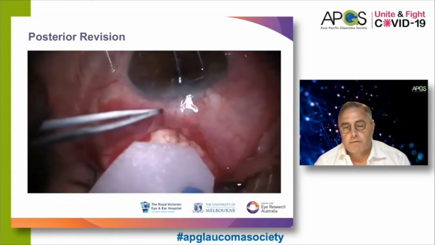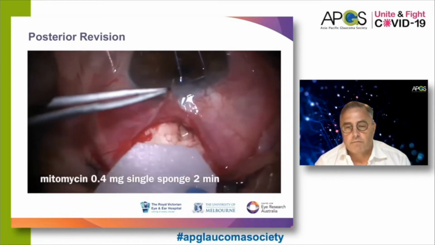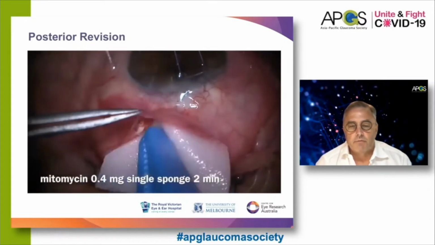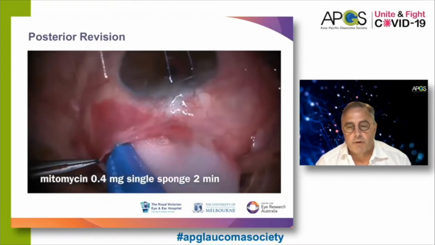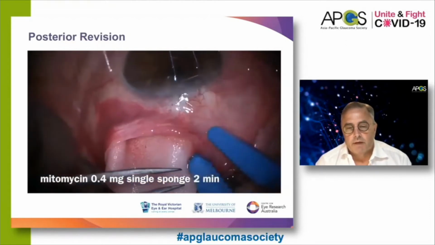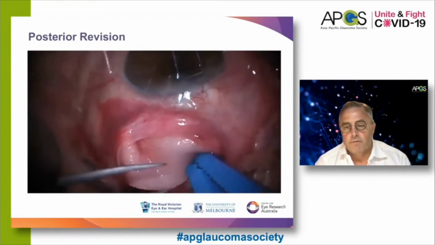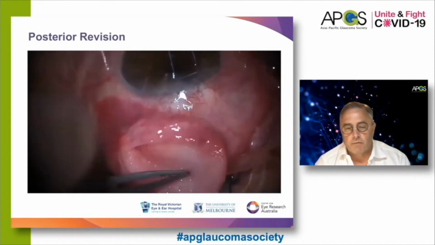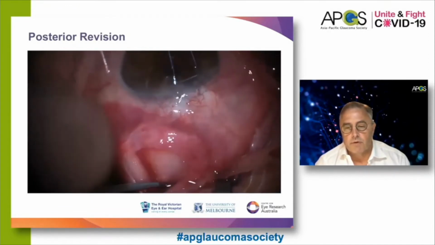Diathermy is a great contributor to the effectiveness of mitomycin. This is 0.4 milligrams of mitomycin C on a PVC sponge. It gives a limited amount of it, but also a relatively stiff object so that you can tell broadly where it goes.